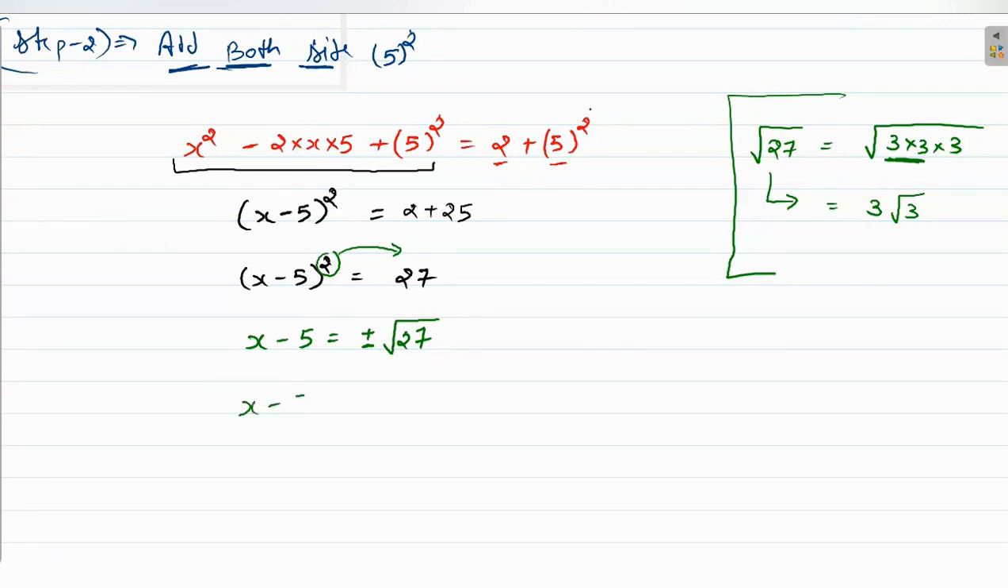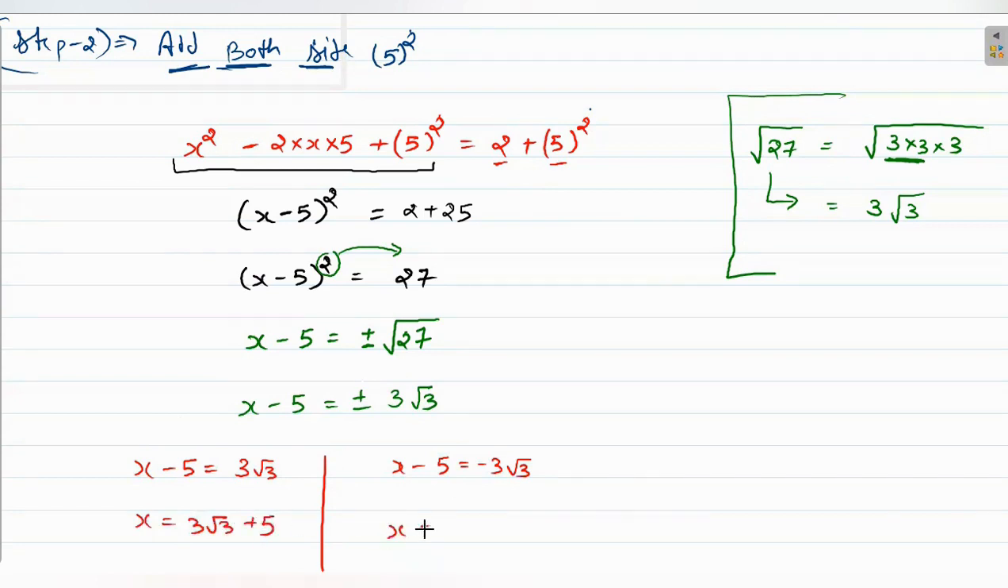Then I can rewrite it as x minus 5 equals plus minus 3 root 3. And then I will find out my x. How will I find out my x? There are two possible answers, one positive, one negative. One case is when we take the positive 3 root 3, and one case is when we take the negative 3 root 3. So x will come out to be 3 root 3 plus 5, and over here x will come out to be negative 3 root 3 plus 5. Is it clear? So these are the two results that we are getting for x.